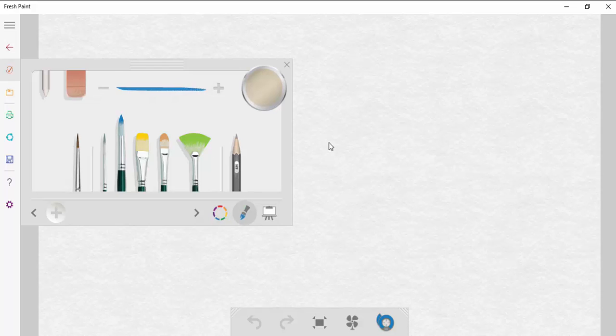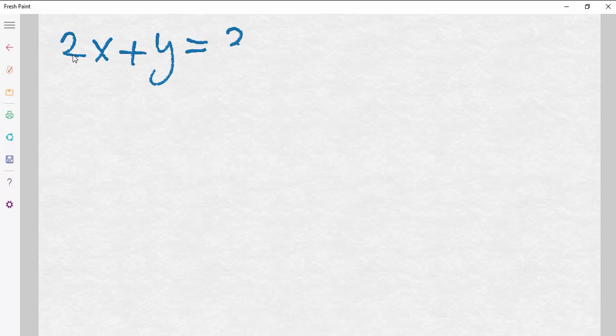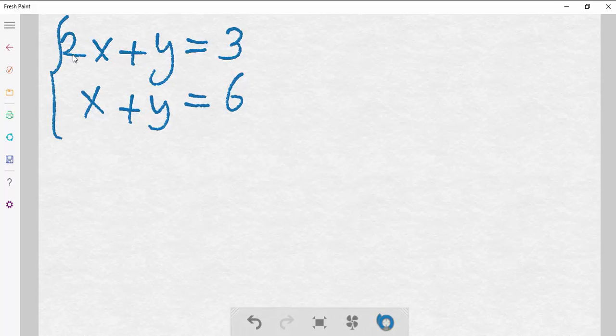So let's start here. Let's say we have a system: 2x plus y equals 3, and then we have x plus y equals 6. And that's a system of linear equations. I'm going to solve it by elimination. Eliminate in English means to get rid of, to remove one variable. So my goal is to remove one variable.